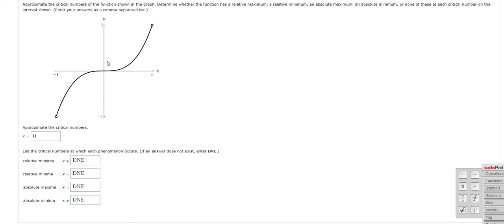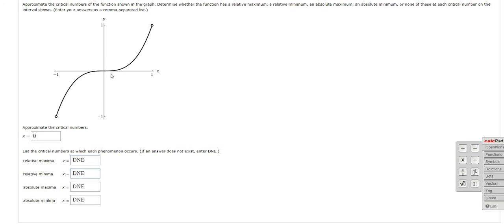So relative maxima are y values that are bigger than the points around them. Doesn't happen. Relative minima are y values that are smaller than the points around them. Doesn't happen. Absolute maxima is a y value that is bigger than the other ones. It doesn't happen. There's a hole here. So you have y values that get infinitely close to this one, but there is no biggest y value. Likewise, there is no smallest y value, so nothing here will work. That's it.